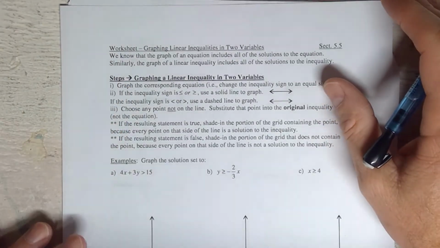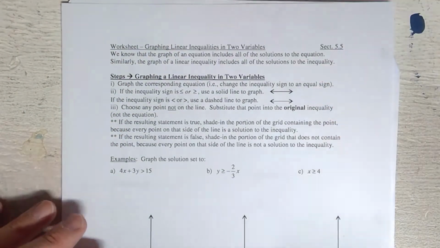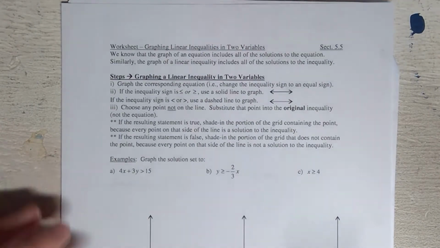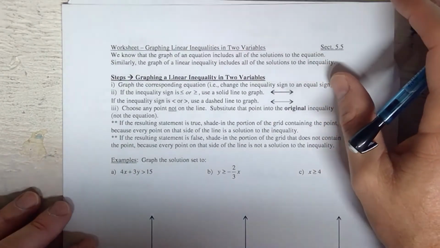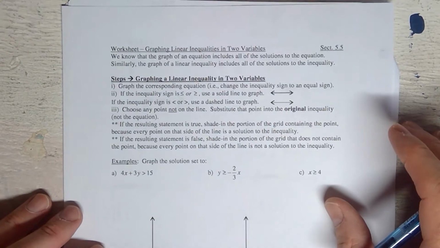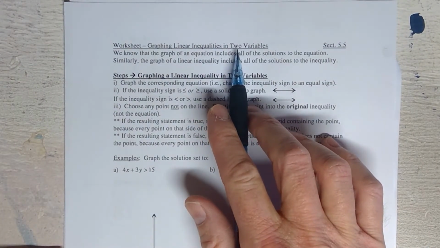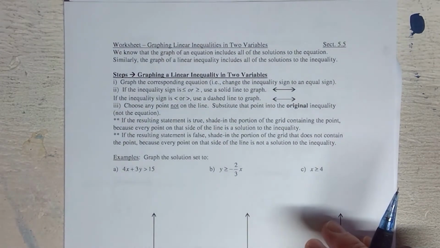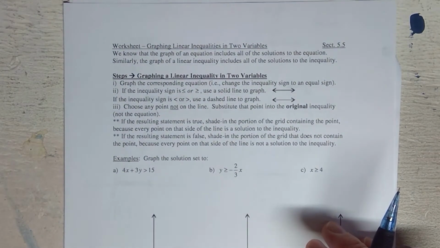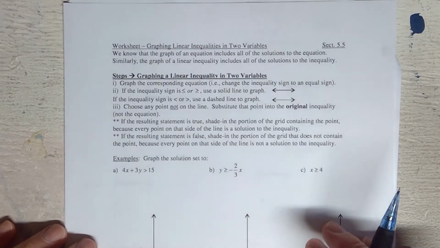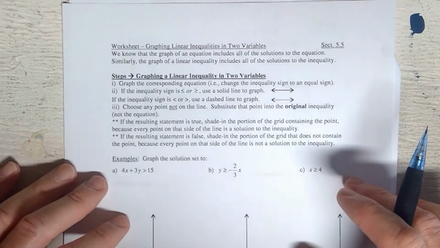Hello again, everybody. Mr. Wakefield here, looking at section 5.5, and once again we're going to be looking at inequalities just like we did in the last video, but this time the key thing is that it's going to be two variables instead of just one. And just like when we were graphing equations, when you have two variables, that's normally, not always, what you would do.